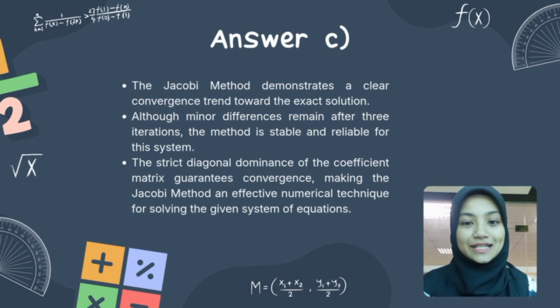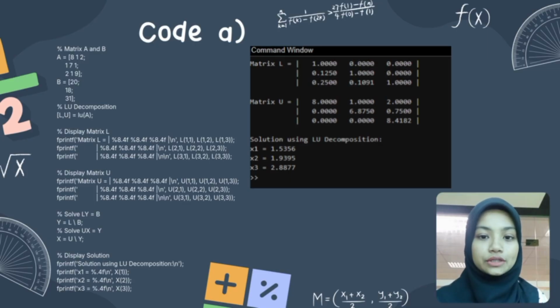The answer for question C is that the Jacobi method demonstrates a clear convergence trend toward the exact solution. Although minor differences remain after 3 iterations, the method is stable and reliable for this system. The strict diagonal dominance of the coefficient matrix guarantees convergence, making Jacobi an effective numerical technique for solving the given system of equations.